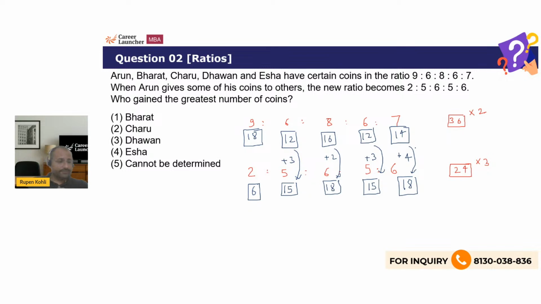So yeah, Isha. Correct. Isha gains the greatest number of coins. I'm not saying Isha gains exactly 4 coins. All these numbers could be multiplied with any common multiplying factor, right? Or the ratio constant, right? 18k, 12k, 16k, dot dot dot, 6k. So 3k, 2k, 3k, 4k. So largest is 4k. The largest gain is definitely with Isha. Perfect. Good, good, good. Okay.